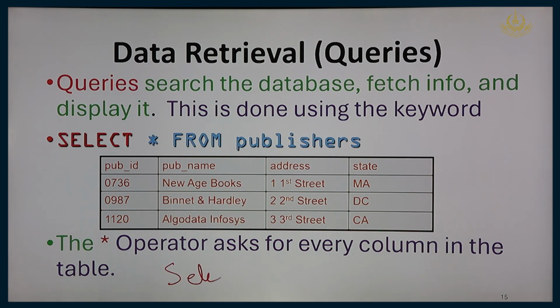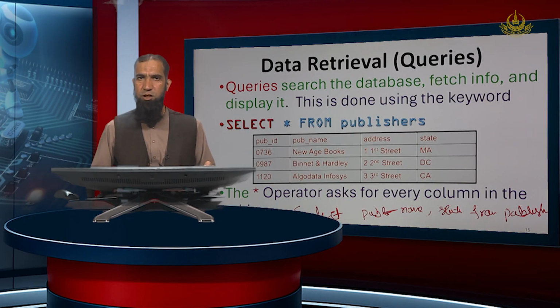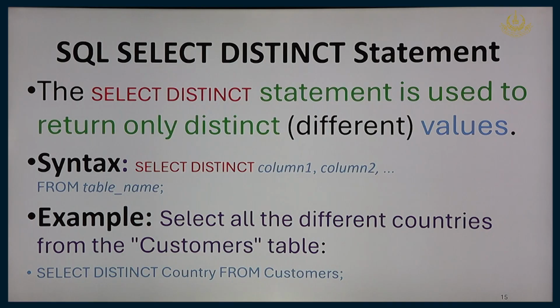Select the columns we require, for example, publisher name or state from publishers. Or the second thing, we can use the where clause. This keeps queries clean and improves performance. Now let's explore an important refinement to the select statement, that is the select distinct command.